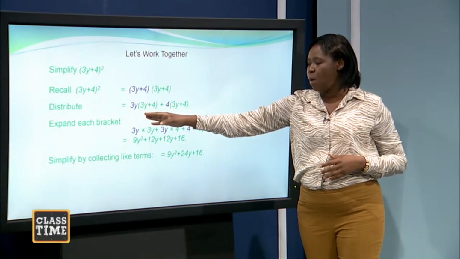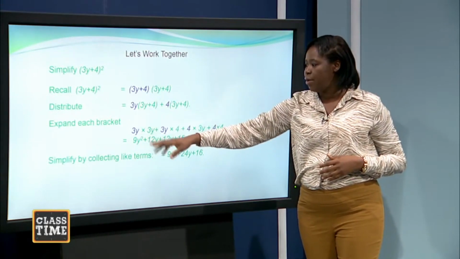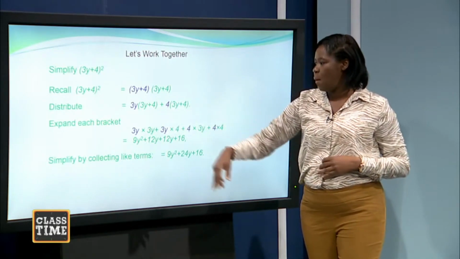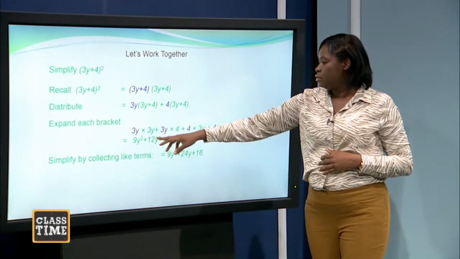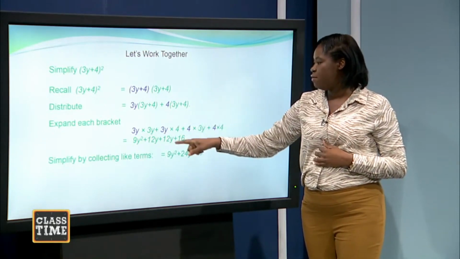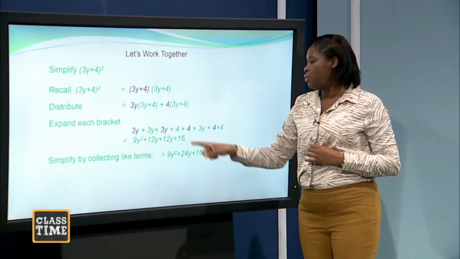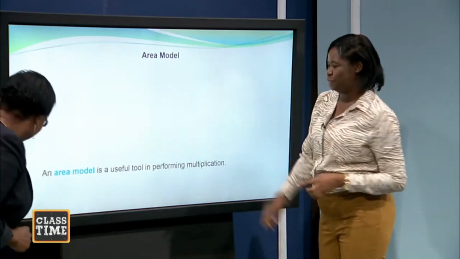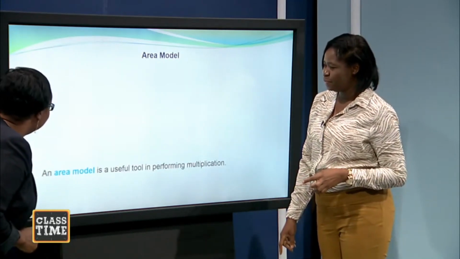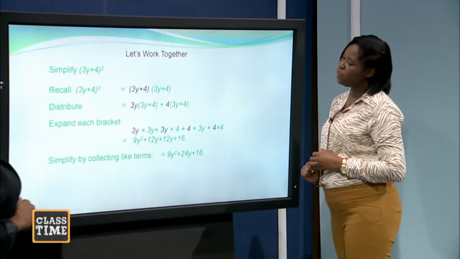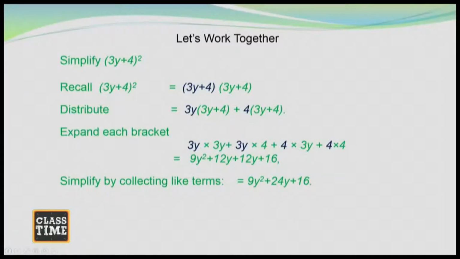3y multiplying 3y would give us 3y squared. So let's do it step by step. 3y multiplying by 4 would give us 12y. And 4 times 3y would give us 12y. And 4 times 4 would give us 16. And before we got there, oops. Did I hear you say that the 3y multiplying the 3y would give us what? 9y squared. 9y squared. Okay.